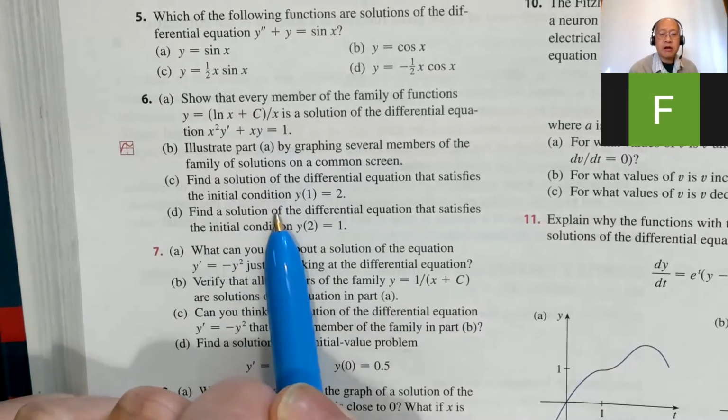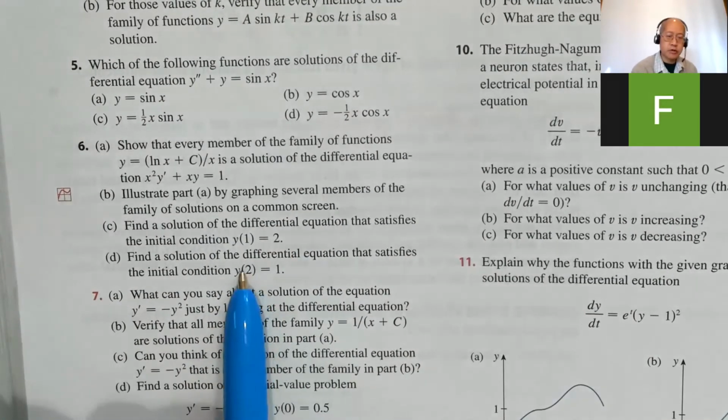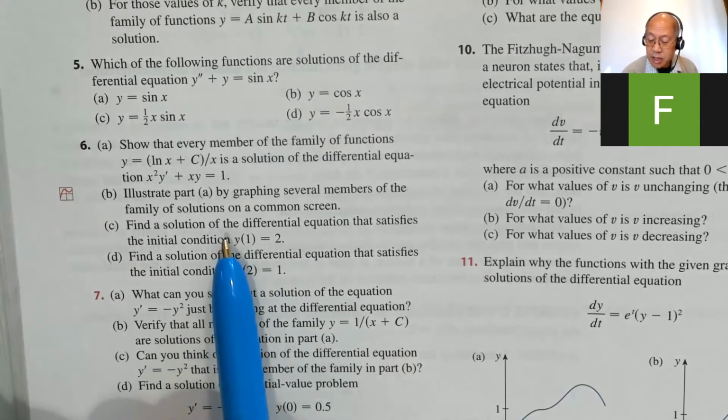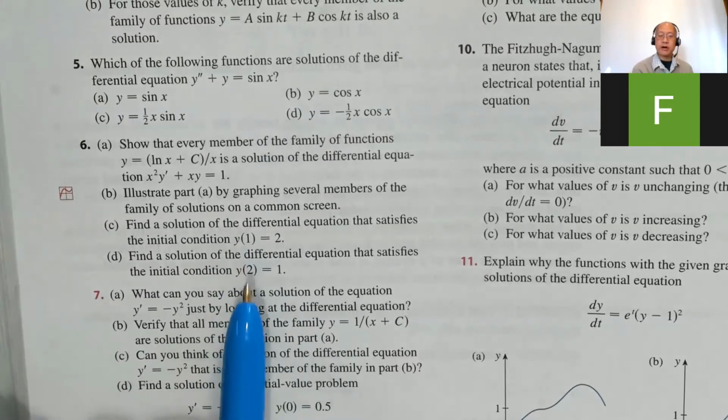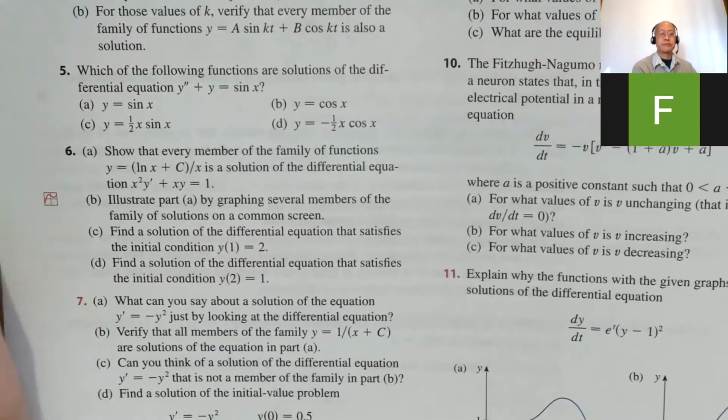Okay, C and D are initial conditions again. That was like what we said over here. All that means is if you plug in 1, you get 2. And if you plug in 2, you get 1. Okay, so let me look at my notes. I will only do C. You work out D in a very similar fashion to C.